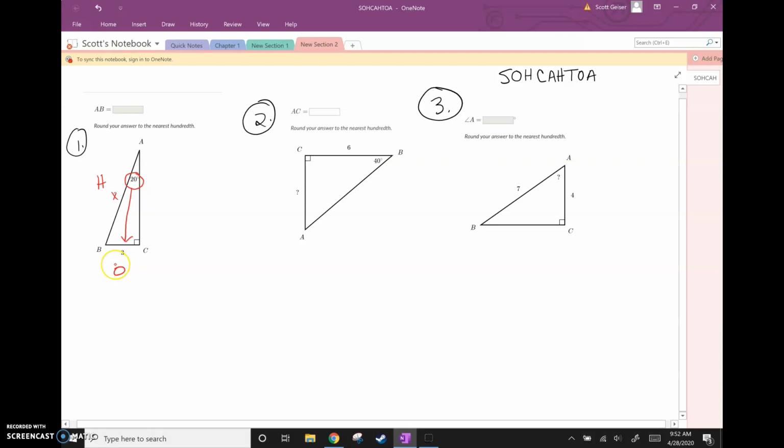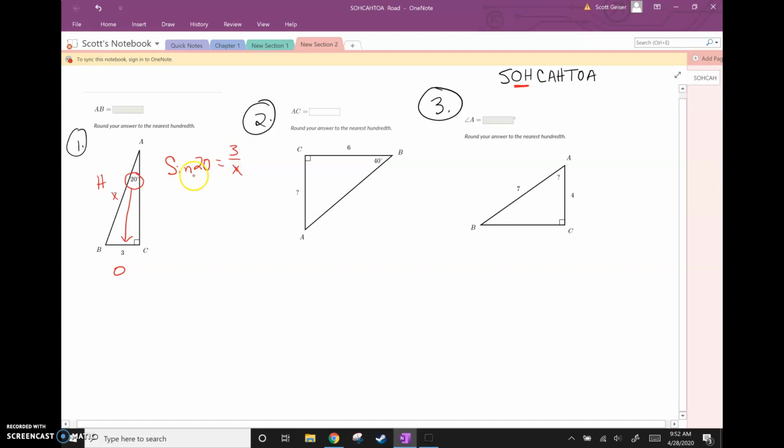Since I have opposite and hypotenuse, I'm going to use sine. If I look up there, so it's going to be sine of my reference angle. Those two always go together. Sine of 20 equals, since this says opposite over hypotenuse, I'm going to take the O over H, so it would be 3 over X.